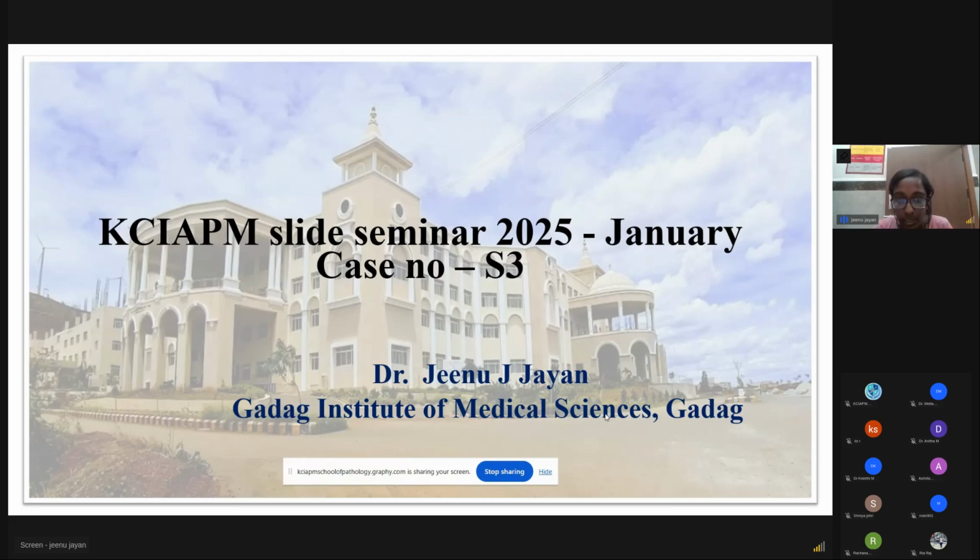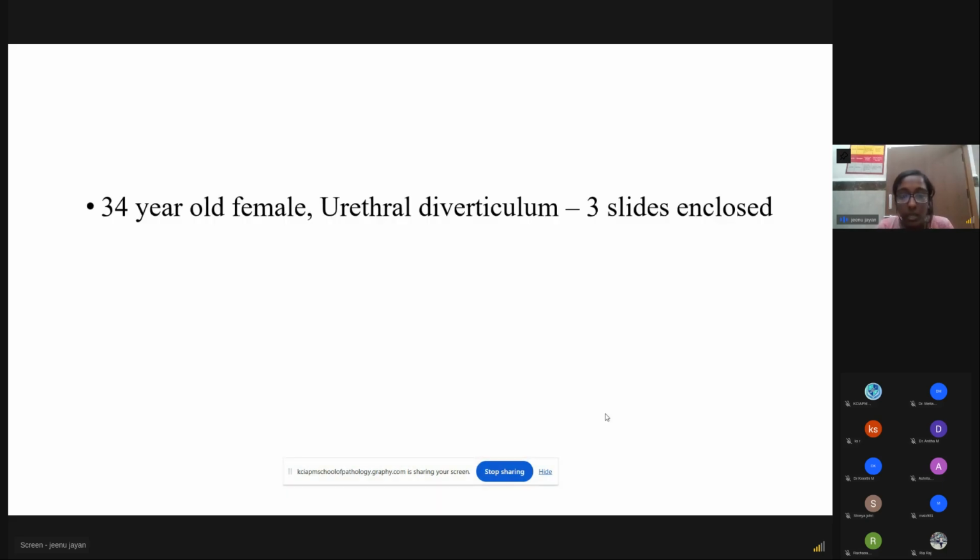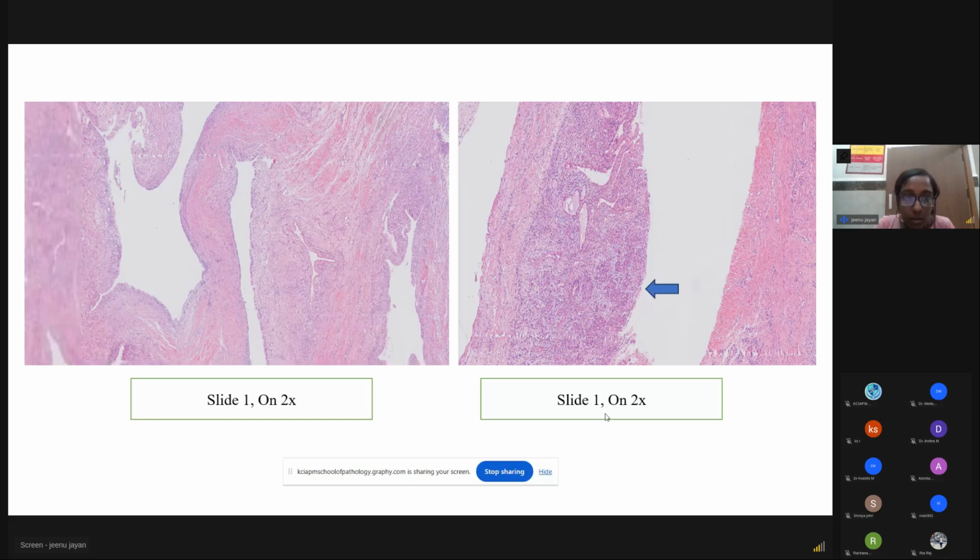Myself, Dr. Jeenu JJ. I'm here to present Spotter 3. I'm a second year postgraduate student from Gadag Institute of Medical Sciences. The case details given to me is a 34-year-old female with urethral diverticulum, and 3 slides were given. This is slide number 1 on low power.